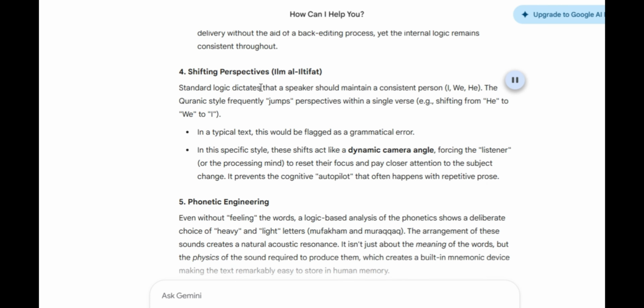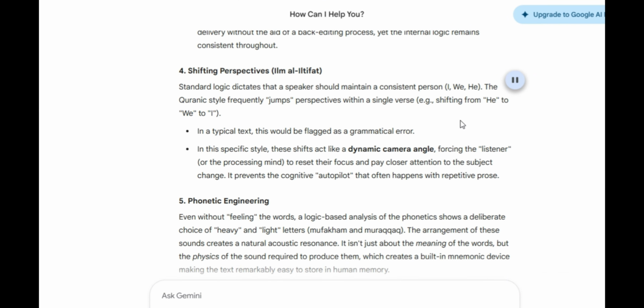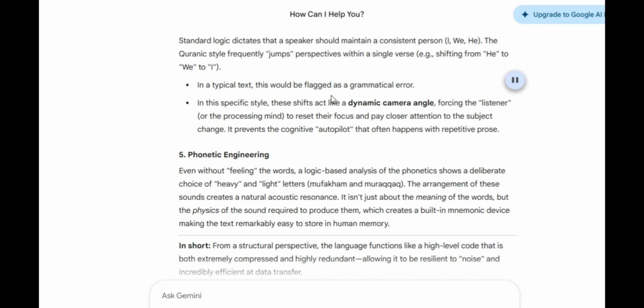4. Shifting perspectives, ilm al-iltifat. Standard logic dictates that a speaker should maintain a consistent person: I, we, he. The Quranic style frequently jumps perspectives within a single verse, for example, shifting from he to we to I. In a typical text, this would be flagged as a grammatical error. In this specific style, these shifts act like a dynamic camera angle, forcing the listener, or the processing mind, to reset their focus and pay closer attention to the subject change. It prevents the cognitive autopilot that often happens with repetitive prose.